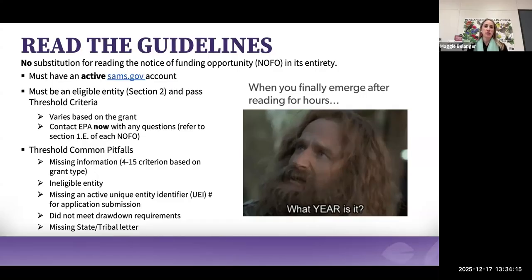Some other reminders, you need to make sure that your organization has an active account in SAMS.gov. And you can go to SAMS.gov and check on that status. You also want to ensure that you are an eligible entity. In Section 2 of the NOFOs for each type of grant, it provides a list of those entities that are eligible to apply. It does vary from grant to grant, so just make sure that whatever type of funding that you are seeking, you are eligible to apply for those funds.